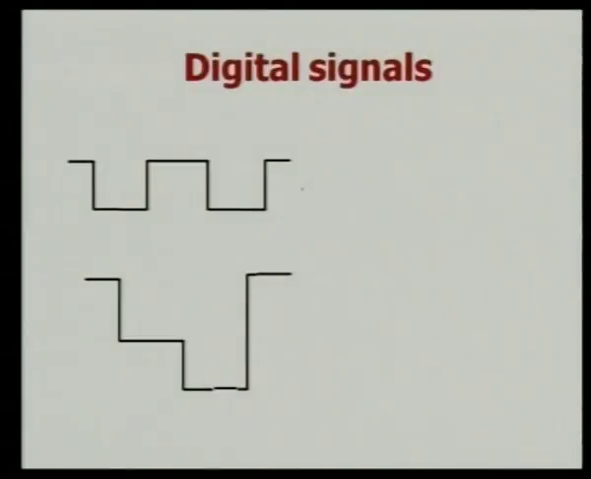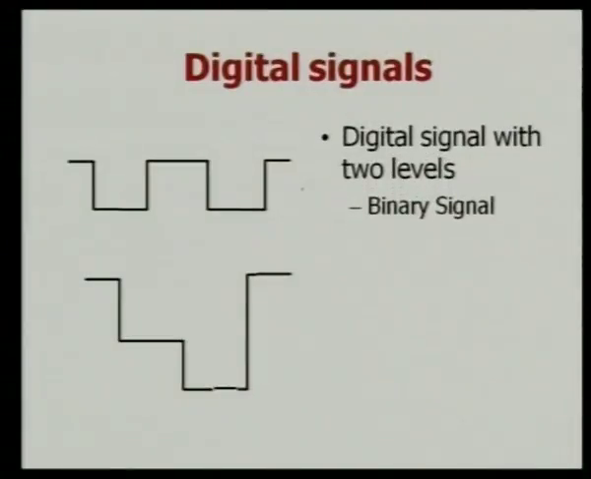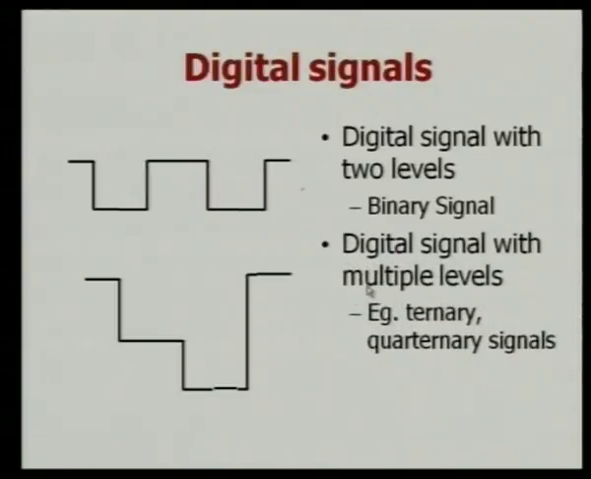Now let's look at digital signals. So what does a digital signal look like? A digital signal has discrete levels. The discrete levels may be just 2 levels, so you can refer to it as a binary signal as shown in the figure over here, or it could have multiple levels, which is shown in the figure below. When you have a digital signal with multiple levels, we refer to them as ternary signals or quaternary signals depending on how many levels are used.